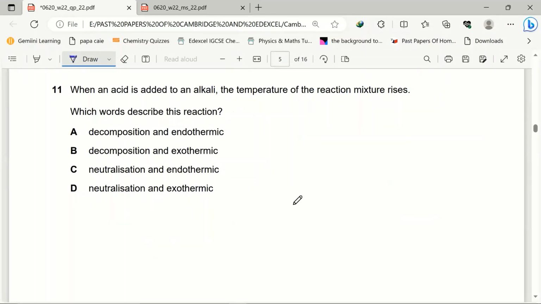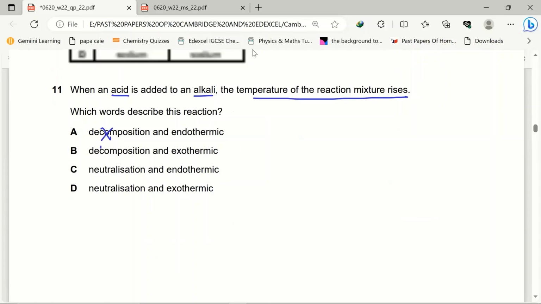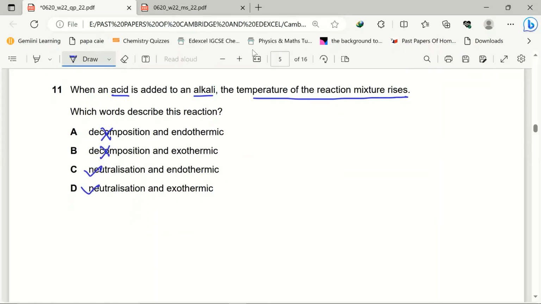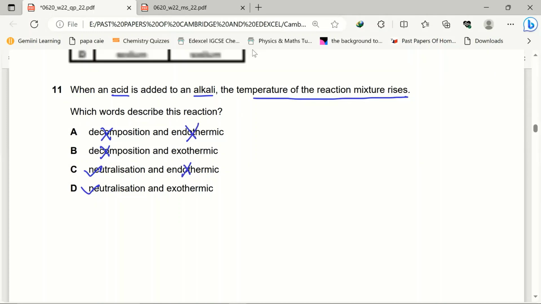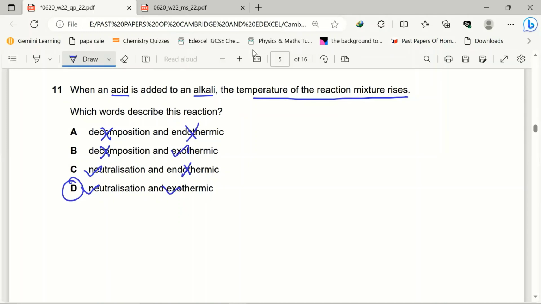Question number 11, when an acid is added to an alkali, the temperature of the reaction mixture rises. Acid and alkali, we know it's a neutralization reaction, so the temperature will definitely rise. Which words describe this reaction? They are not decomposition, they are neutralization, number 1. And since the temperature is rising, it's not endothermic, it's definitely exothermic. So D is the only correct answer.